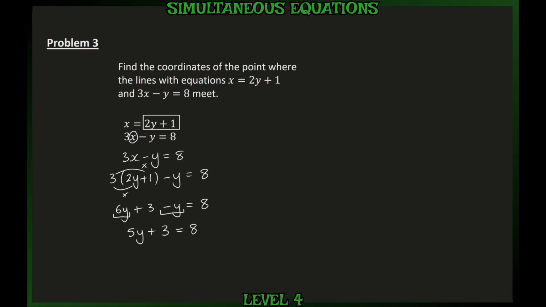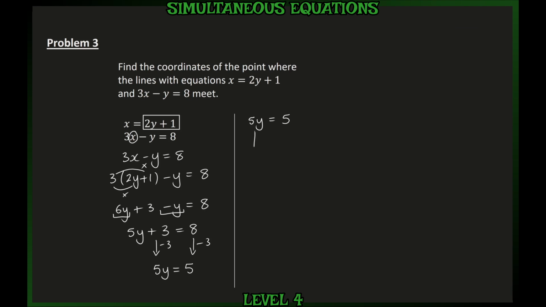Looking at the left, we can now remove the plus 3, and we can do this by subtracting 3 from the left and doing the same on the right. And on the left, the plus 3 and the minus 3 cancel out to just leave us with 5y, and on the right, 8 minus 3 is 5.